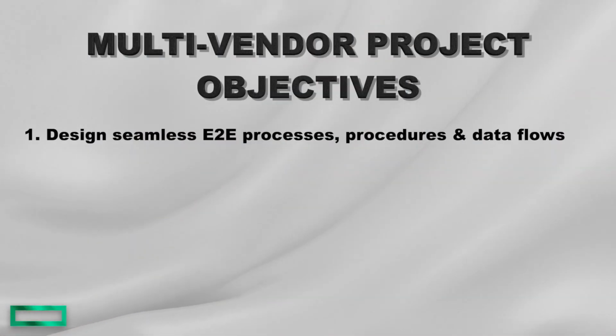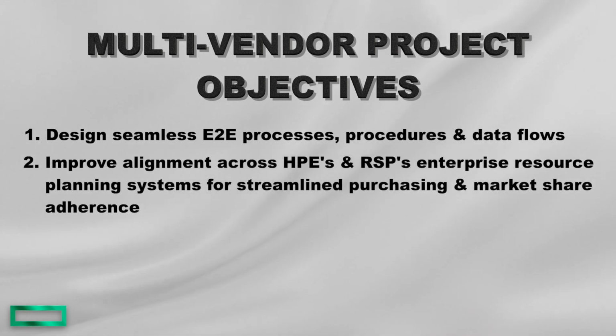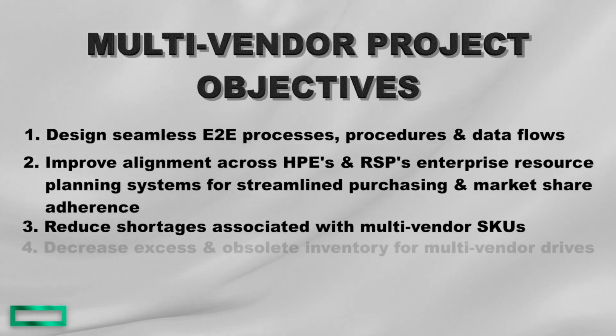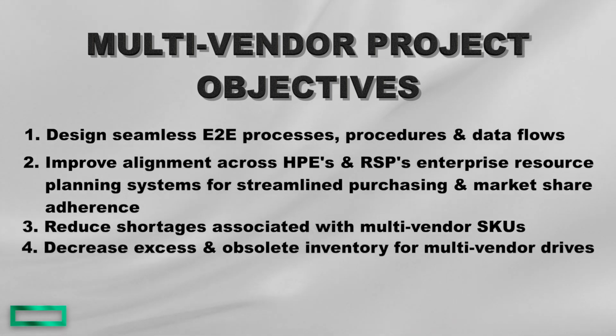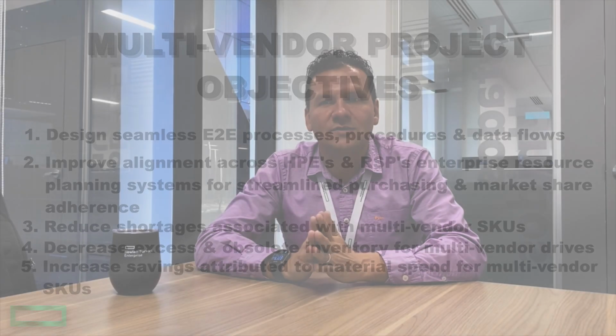The objectives of the multi-vendor project are: number 1, design end-to-end seamless process, procedures, and data flows. Number 2, improve the alignment across HPE and RSP's ERP systems for streamlined purchasing and market share adherence. Number 3, reduce the shortages associated with the multi-vendor SKU. Number 4, decrease the excess and obsolescence contribution from multi-vendor raw drives. And number 5, increase the savings attributed to material spend for multi-vendor SKUs.